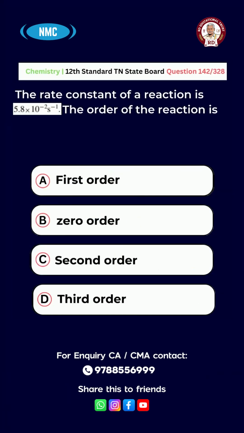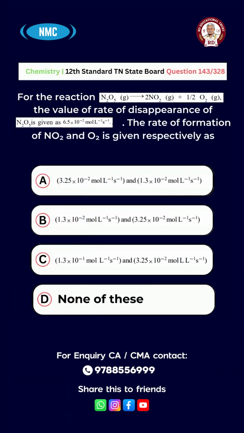Question number 142. The rate constant of the reaction is 5.8 into 10 to the power minus 2 S inverse. The order of the reaction is option A, first order, option B, 0 order, option C, second order, option D, third order. The correct option is option A, first order.